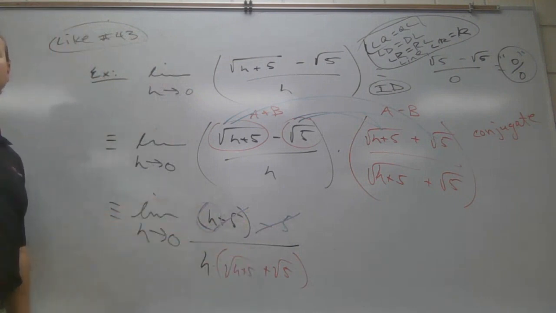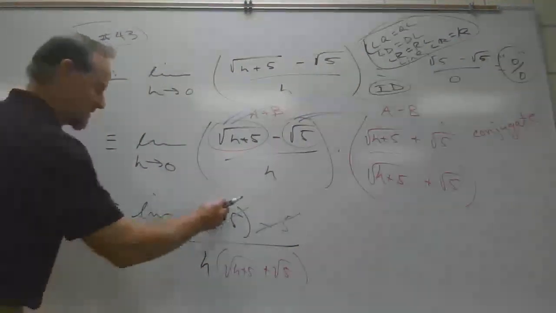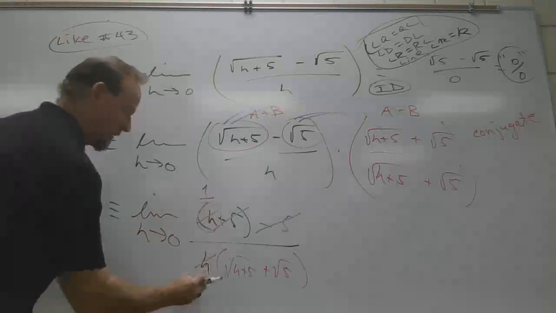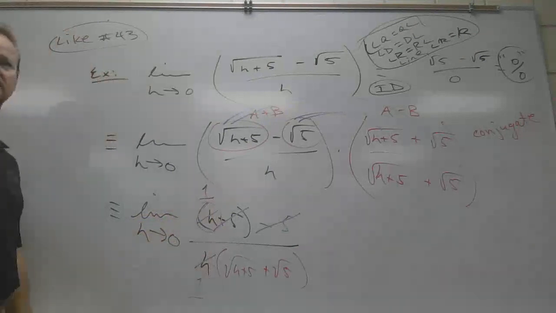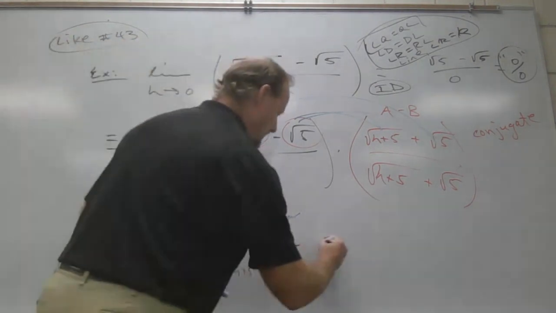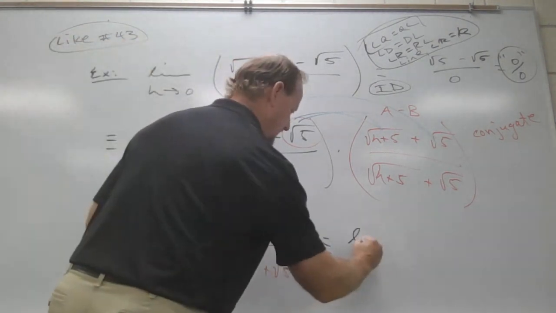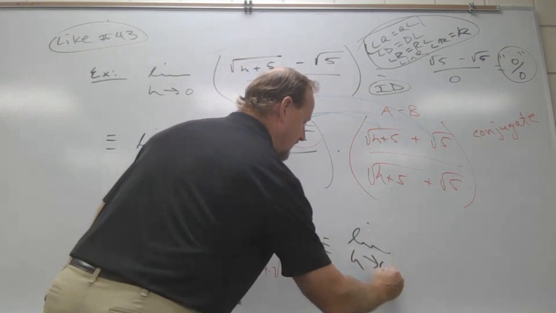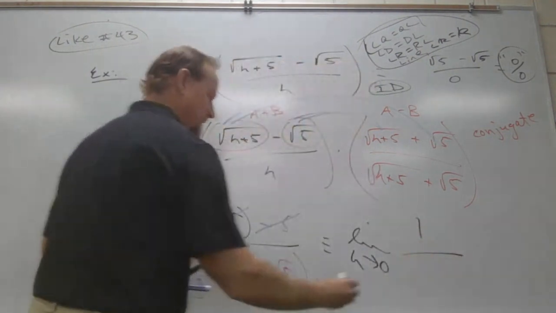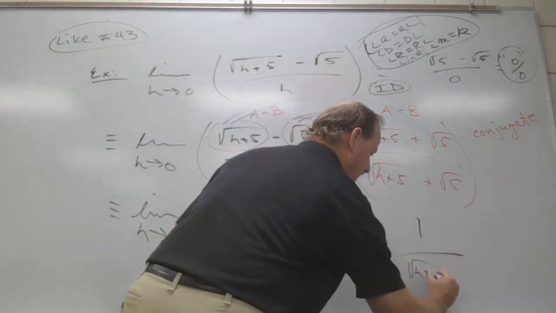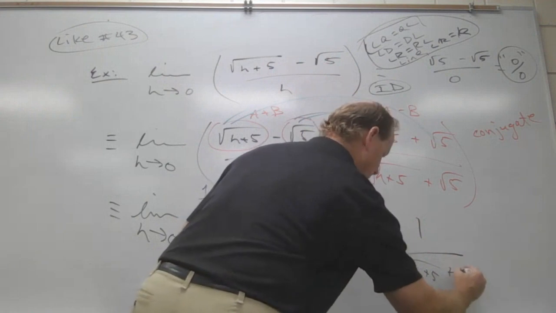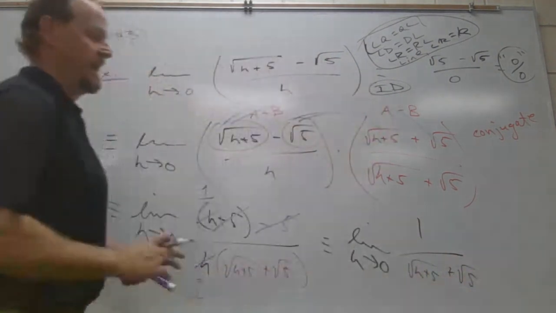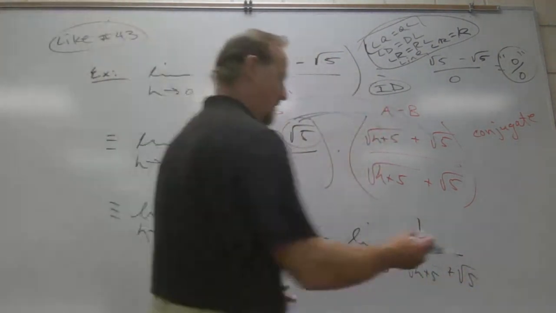What happens to the h's now? These cancel to 1s as long as it's not 0 over 0, and it's not, because h can get as close as it wants to 0 without touching it. Okay, so this is equivalent to the limit as h approaches 0 of 1 over square root of h plus 5 plus square root of 5, right? And now what can I do? I can let h go to 0.